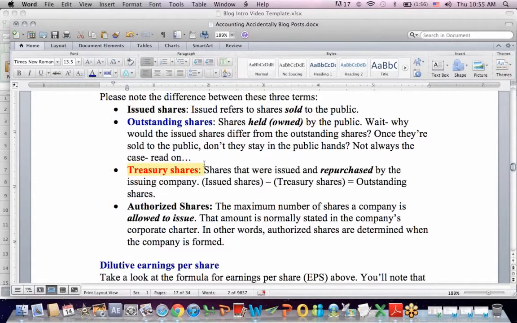And that difference is because we have treasury shares. We have shares that were issued and repurchased by the corporation. So if you can think of this formula, issued shares less treasury shares equals outstanding shares. Keep that formula in mind, because it's possible for a company to buy back shares, repurchase them, that they've issued to the public originally.